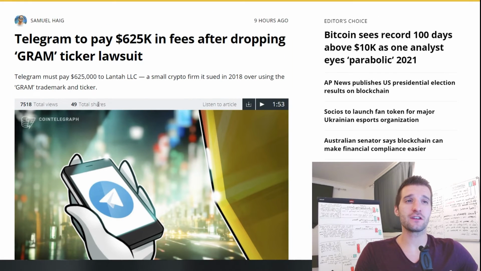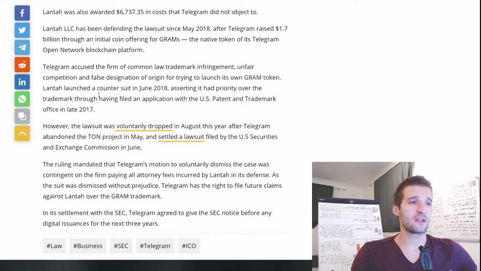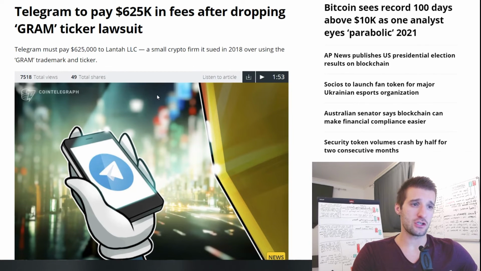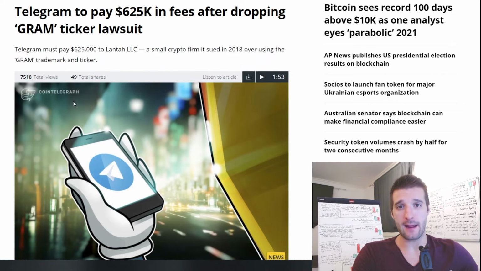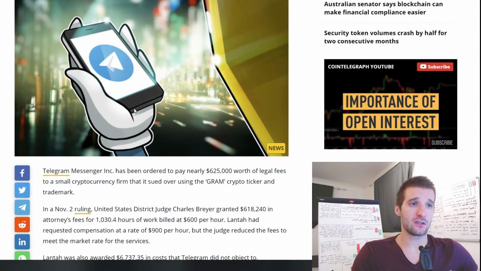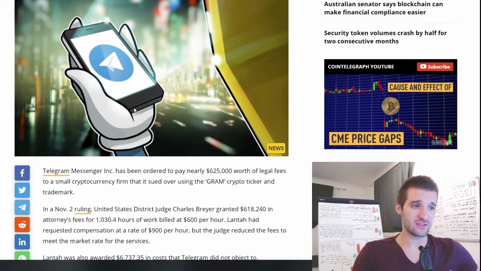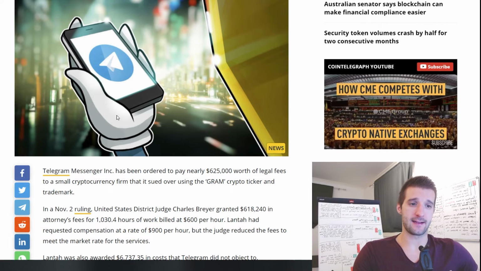Now, unfortunately, over here we have some bad news. Telegram to pay $625K in fees after dropping Gram ticker lawsuit. This is nothing new over here. We all know how this ended up with them and with Libra. So unfortunately, they will need to shut down their project about Gram, and we're going to see if they're going to even start or think about starting something new in the next period of time.